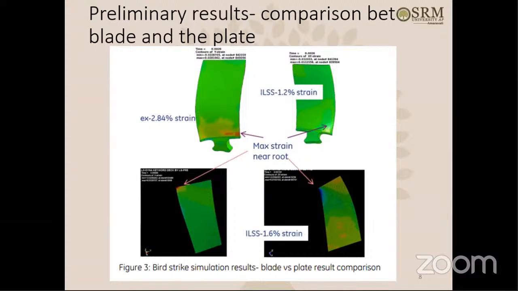As you can see, the maximum stresses and strains occur near the root of the blade. The same thing was observed in the FEA model of the plate also. Of course, X strain and interlamellar strains at different levels are shown. Here it looks like it's just a general model, and that's why the interlamellar strain levels are very low.